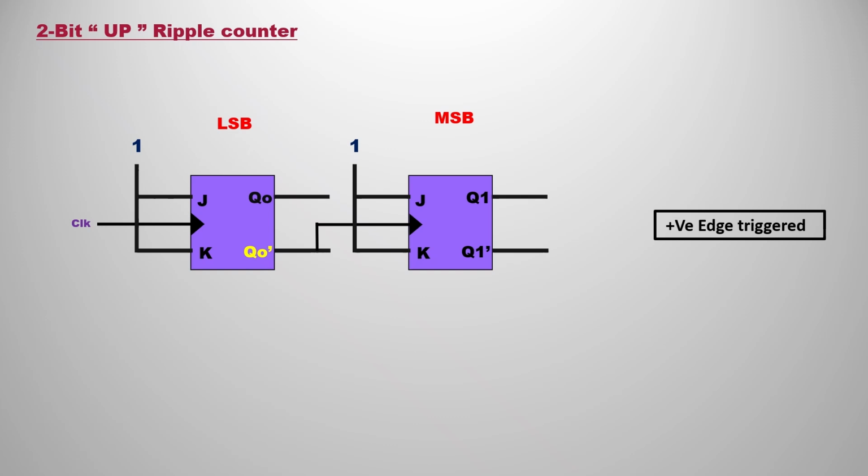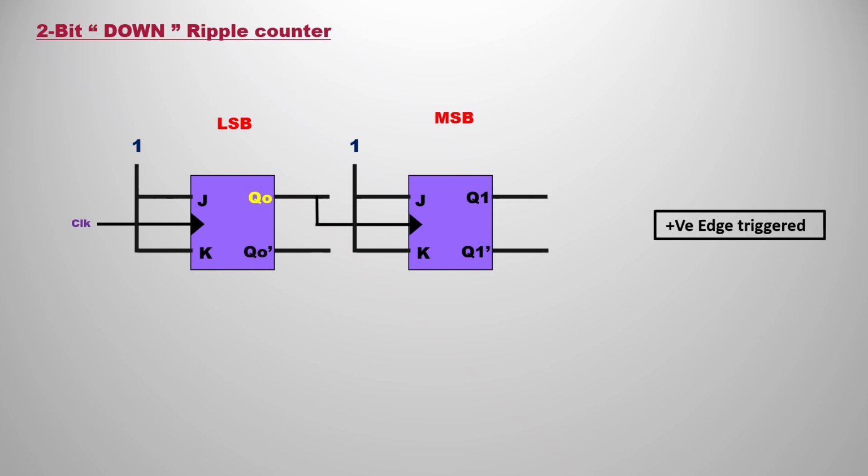So this is a 2-bit up ripple counter using JK flip flop, taking Q0 bar as clock to the next one. The same thing if you take in negative edge triggering becomes a down counter. But as this is the up counter, and we are having positive edge triggering, we are going to take Q0 bar as clock.